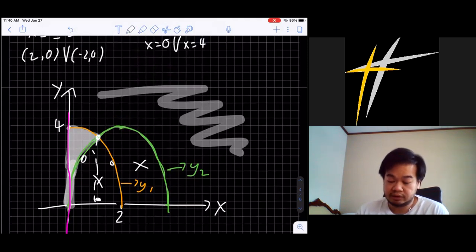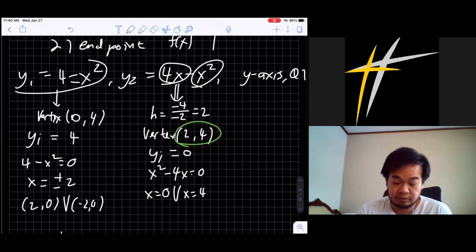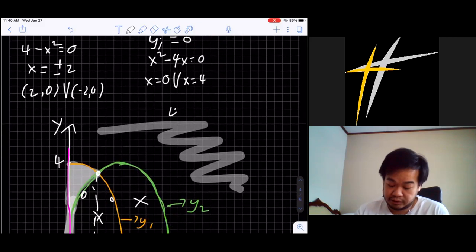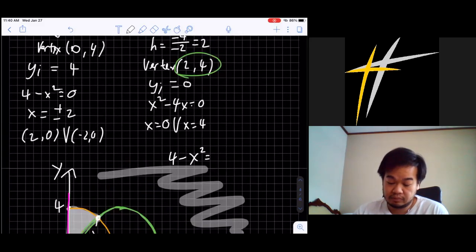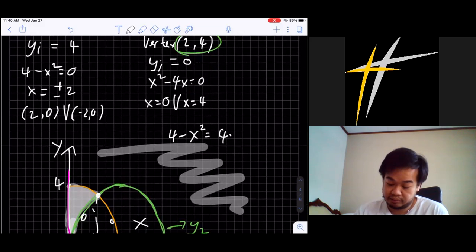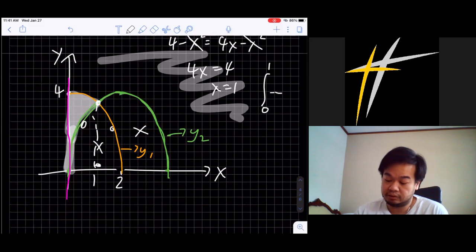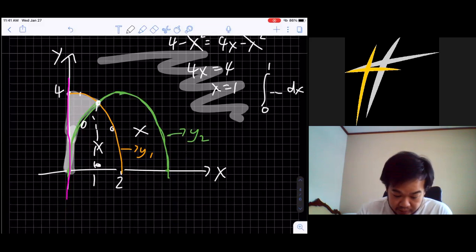So how do we find the intersection? We solve the equation 4 minus x squared equals 4x minus x squared. Cancel, cancel. So we have 4x equals 4 and x equals 1. So basically this is 1. So later your integral will be from 0 until 1, something dx. Now, the sample rectangle will be this one.